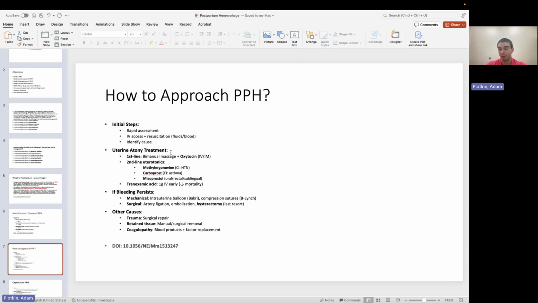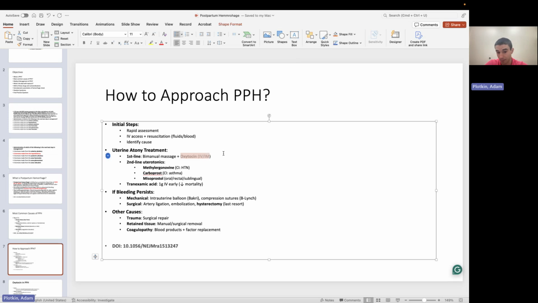So first line, we're going to do the bimanual uterine massage. We're going to try to massage the uterus, and that massage stimulates it to contract. Sometimes that's enough, but sometimes it's not, right? So we'll often also start oxytocin. We can get that IV or intramuscular, and that would be the right answer for our question. And we'll talk about why on the next slide.